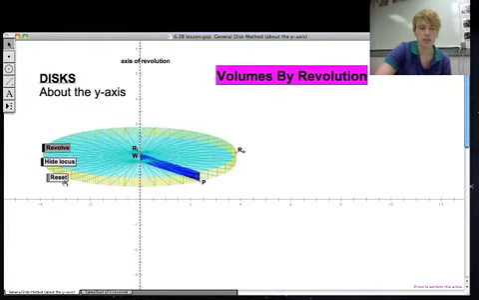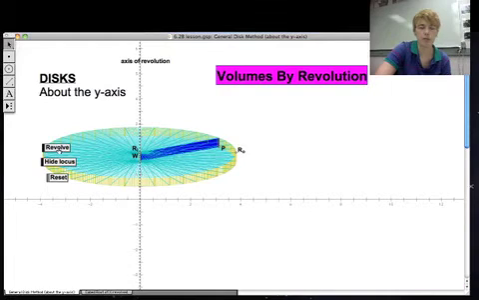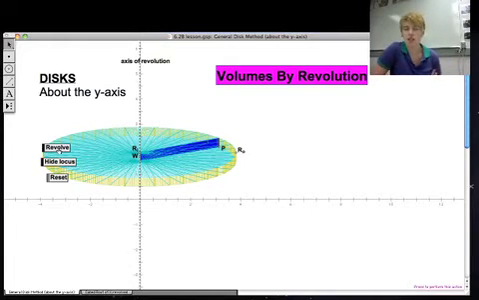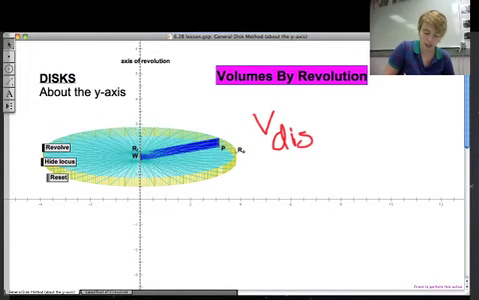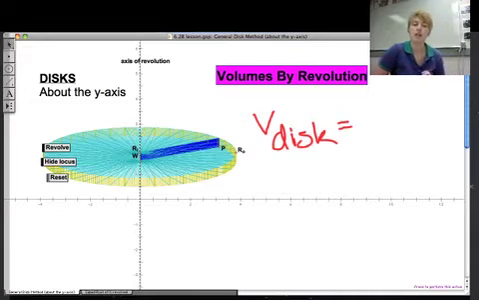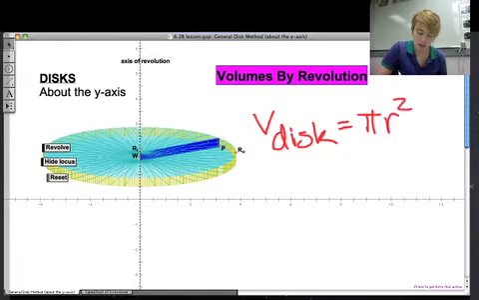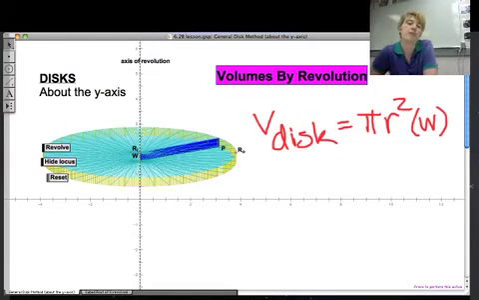And I'm going to break it up here. Let's stop this from revolving. Just like we were doing with the x-axis, we can find the volume of this disk. So I'm going to write on the screen here for a moment. If I want the volume of a disk, I'm going to write volume of a disk. Then I know I take the area of the disk, so I use pi r squared. So I'm going to write pi r squared. And then I times it by the thickness of the disk, which we've been calling the width of the disk. And that gives me the volume.